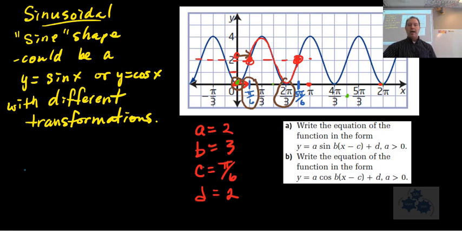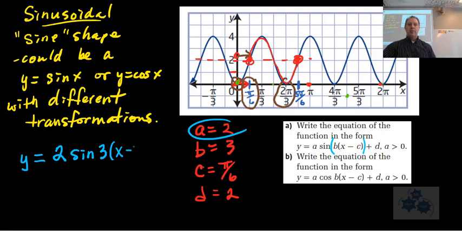Okay. So y equals, A we said was 2, sine. Now, what is the B value? Well, that's 3. And you can use a double set of brackets here. You don't have to, but you can. Sine of 3, and then we have x minus this c value, so this shows up as minus pi over 6. And then, of course, plus d, so that's plus 2. Okay? So, how does that look?